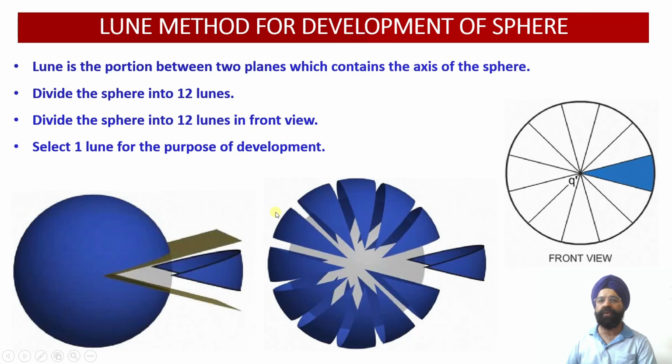So let us work out the procedure for making the development of a sphere using the Lune method. As we have discussed, here we have divided this total sphere into 12 equal segments. One segment will give us one lune. If we divide it into 12 segments, 12 lunes will be obtained, and we have to carry out the development of one of these lunes.